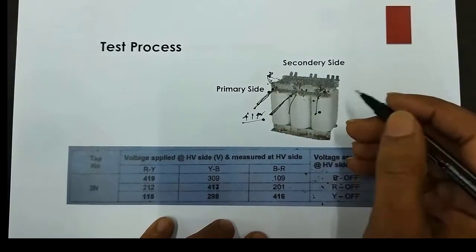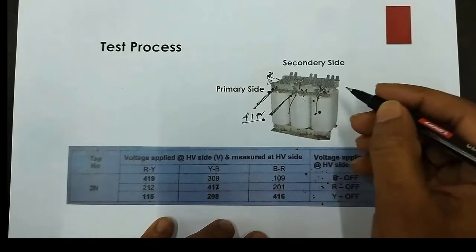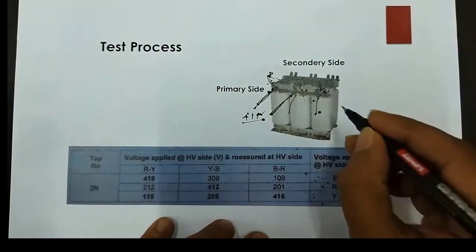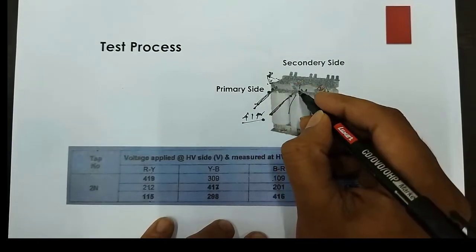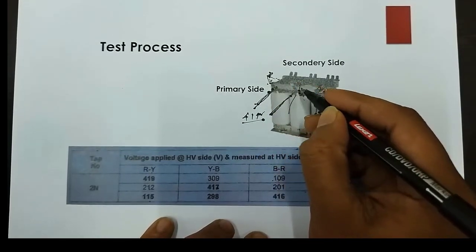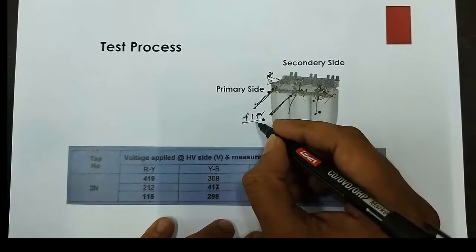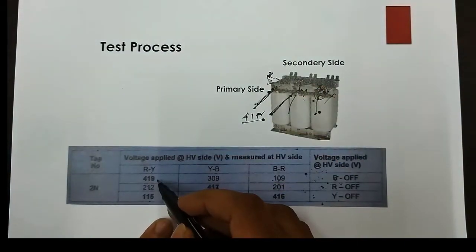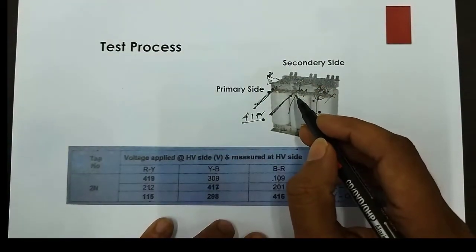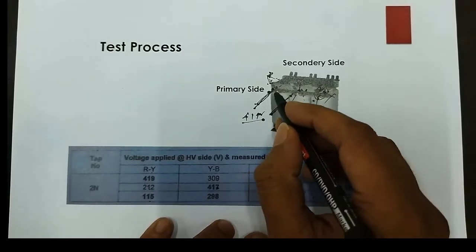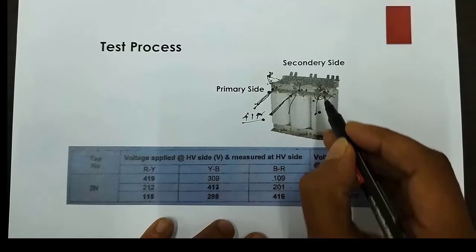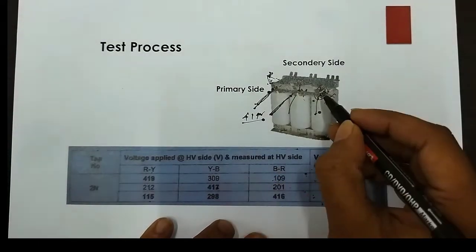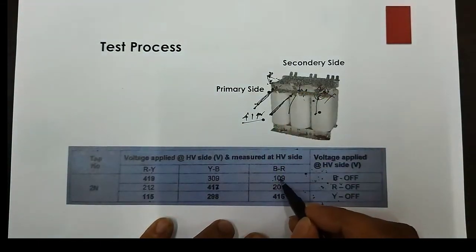So we have to do it in 3 steps. In the first step, let's keep the B phase off. We'll just give R and Y supply. We give the supply and measured 419 volt. Similarly, the connection will be the same. We will just check what voltage is coming across Y and B. We found 309, and across B and R we found 109.